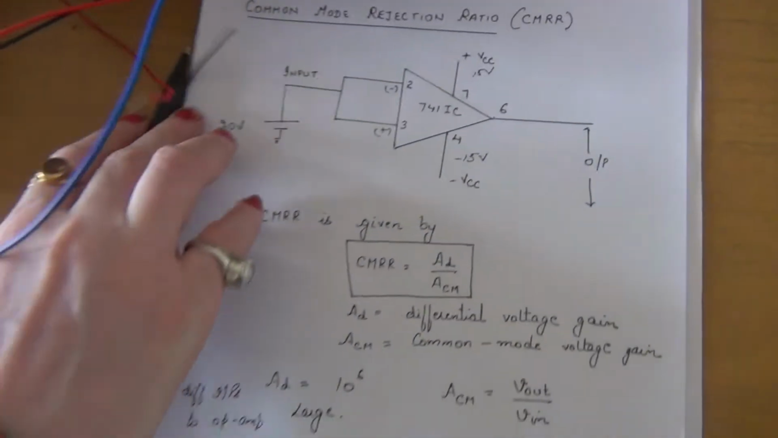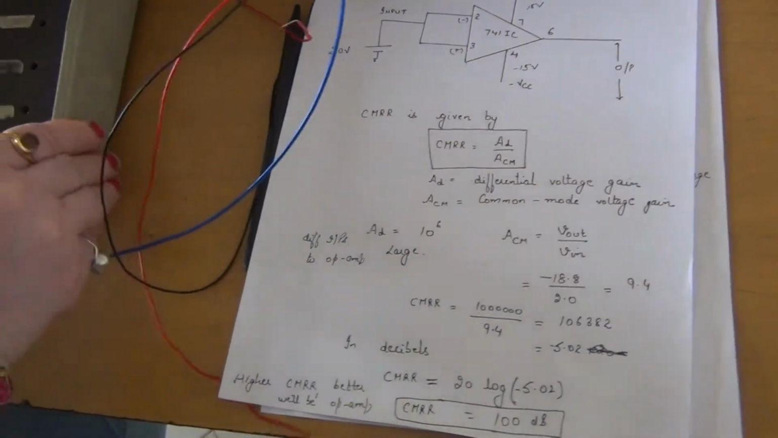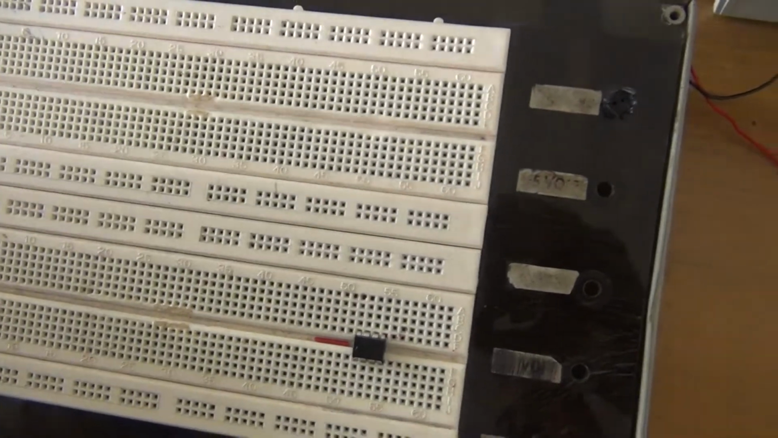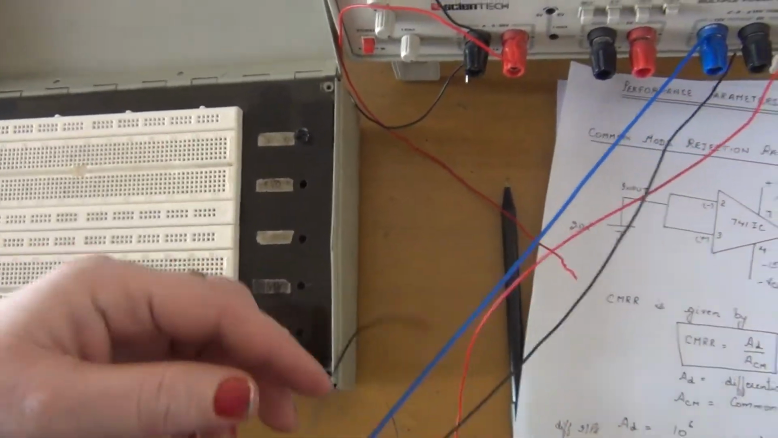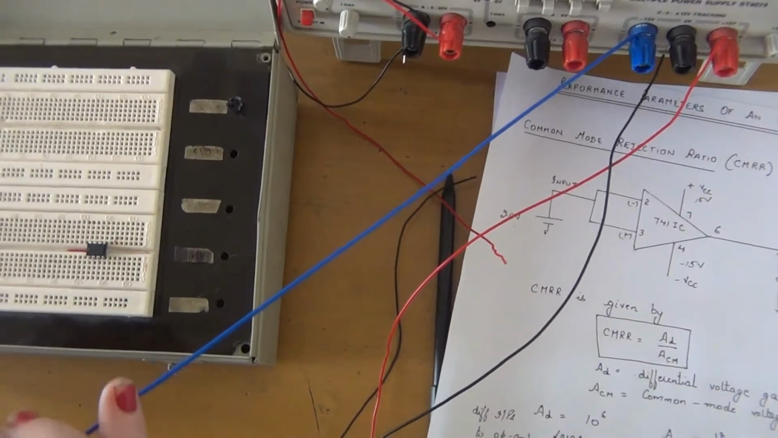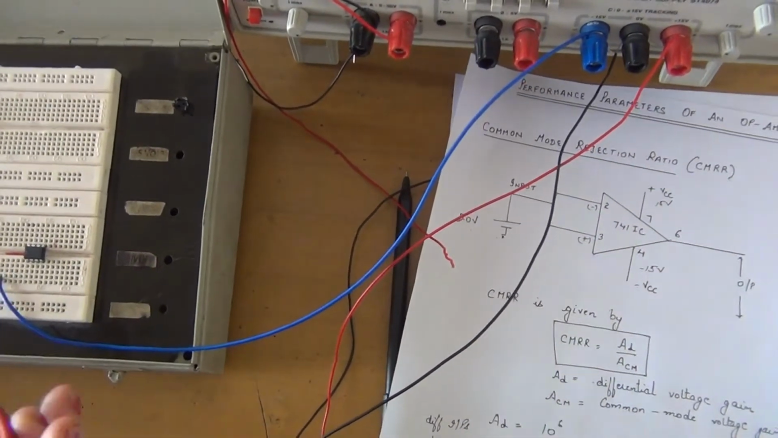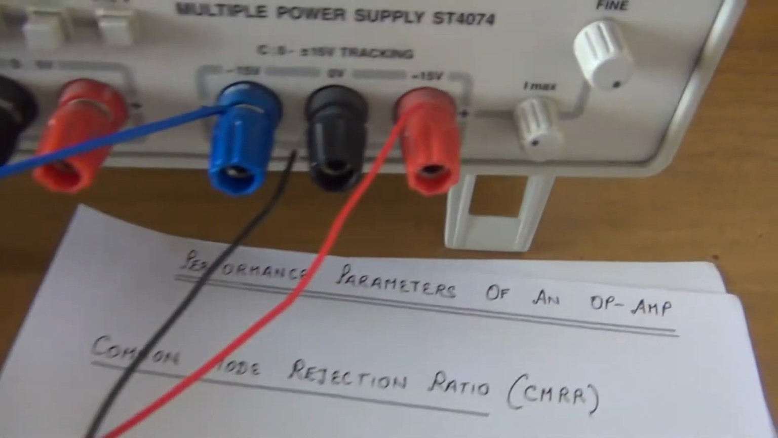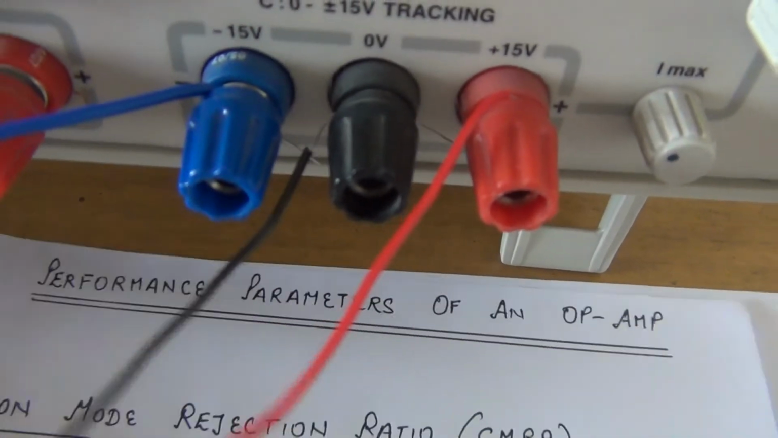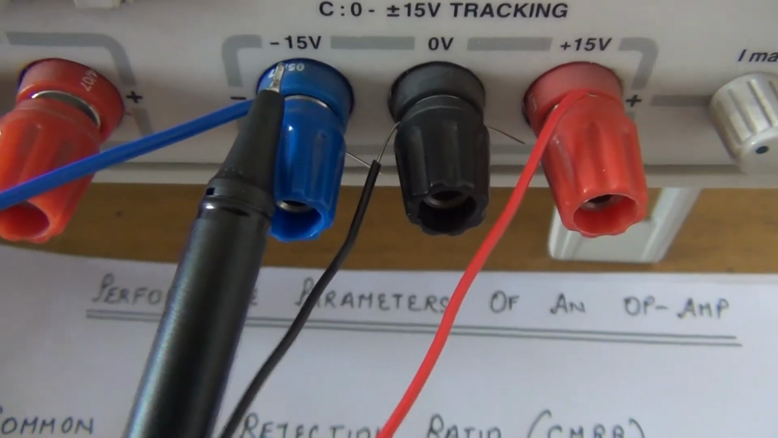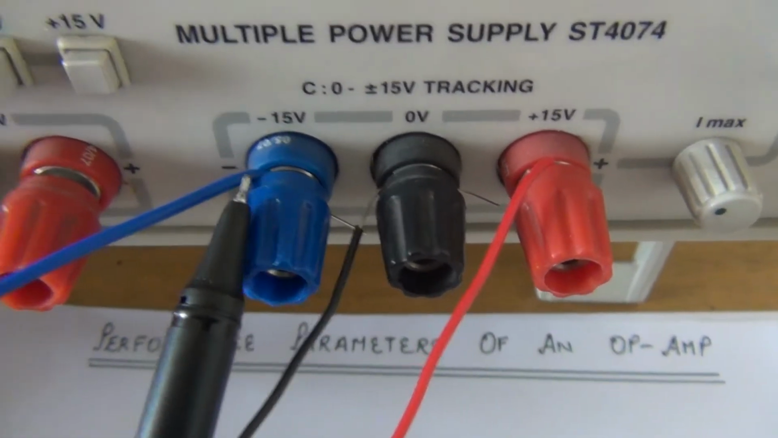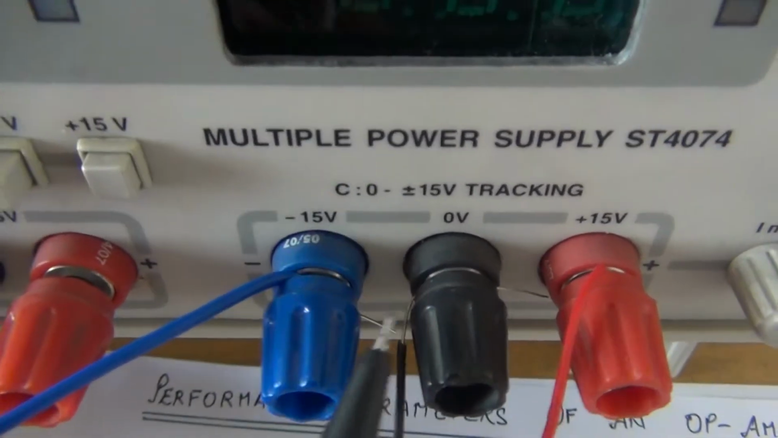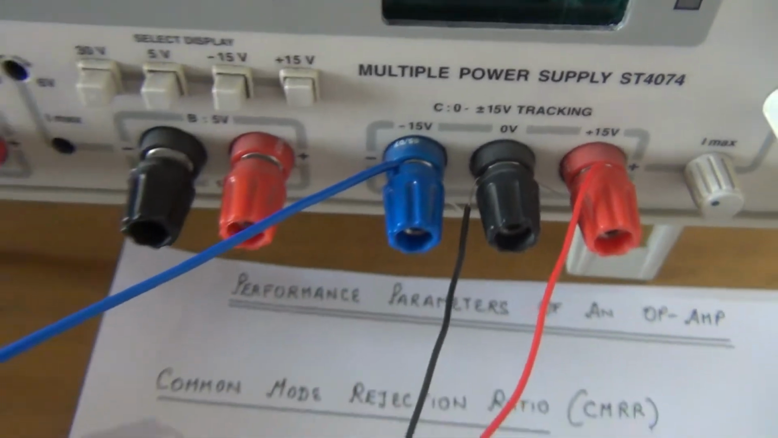Now let us make the circuit. This is our IC, right? Firstly I am giving these supplies. This is the negative supply, minus 15 volt from the power supply. Minus 15 volt is indicated through this blue, plus 15 through this red and 0 volt from the black.